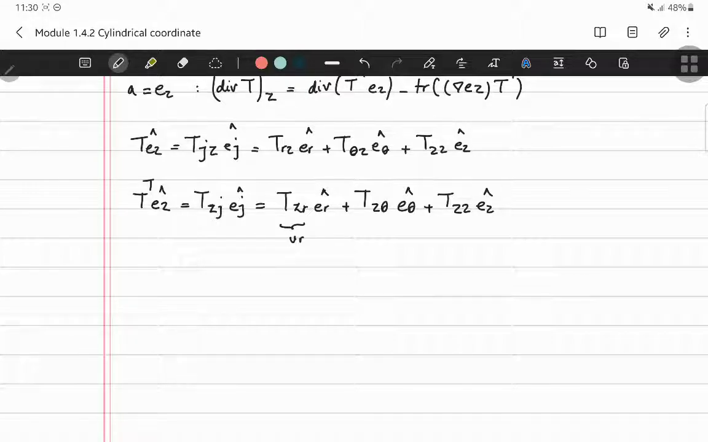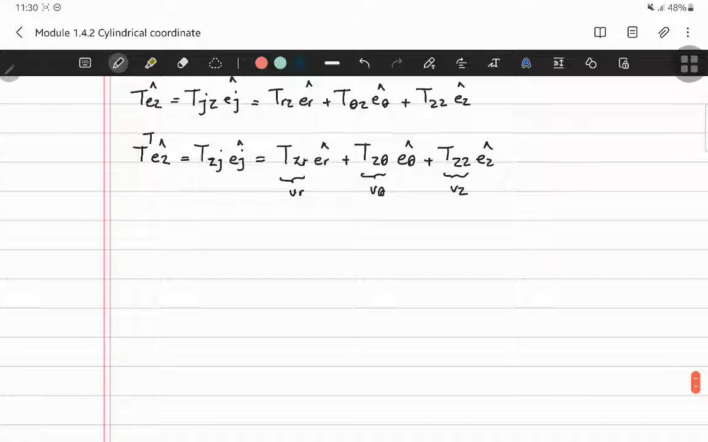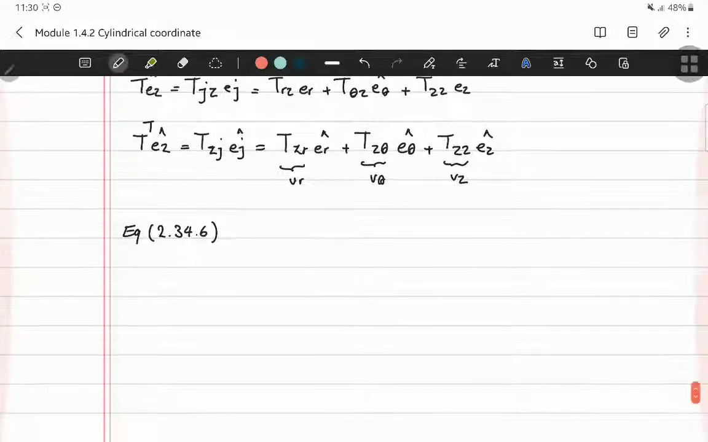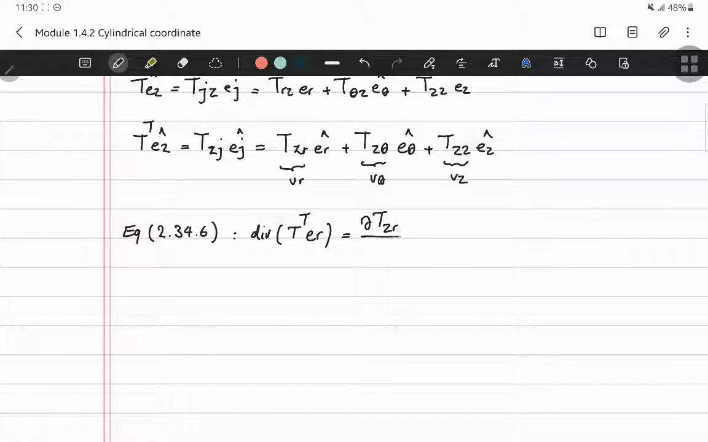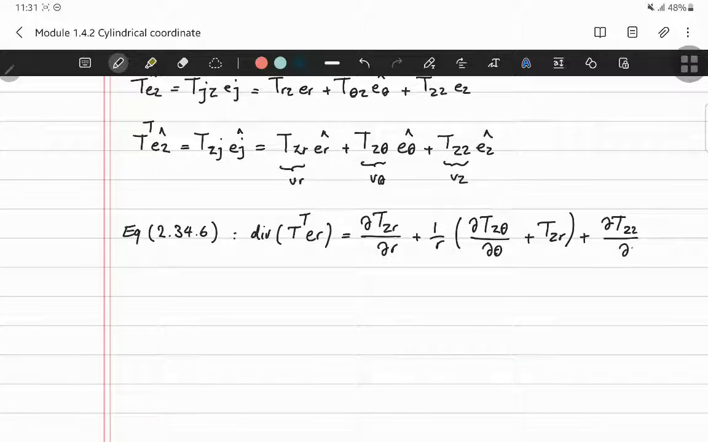And this is V_r, this is V_theta, and this is V_z here. So you know that if we plug this into equation 2.34.6, then you get the divergence of T transpose e_r as the partial derivative of T_zr with respect to r plus 1 divided by r partial derivative of T_z theta with respect to theta plus T_zr plus the partial derivative of T_zz with respect to z.